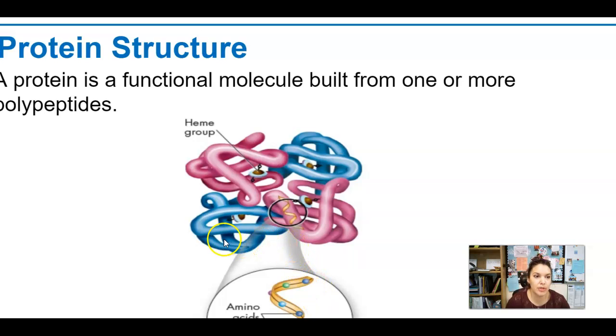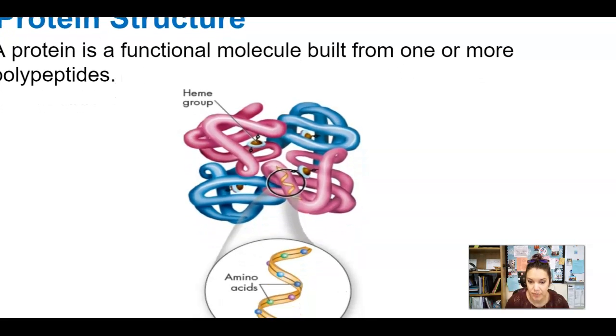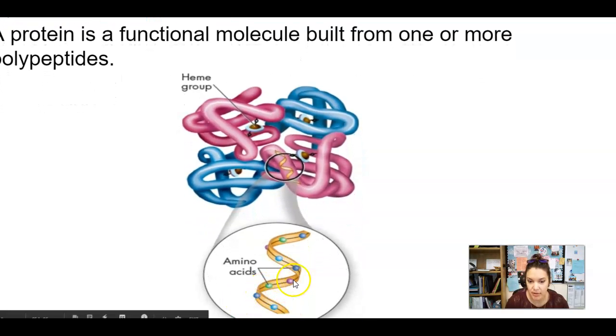All right, protein structure is a functional molecule built from one or more polypeptides. There are websites on the internet where you can look at the structures of different proteins. They have 3D images of them, and you can see them. This is what they look like if you were to turn this molecule. It's just this big swirly looking blob, and this is actually at the molecular level what a protein looks like. And you can see the amino acids right here.